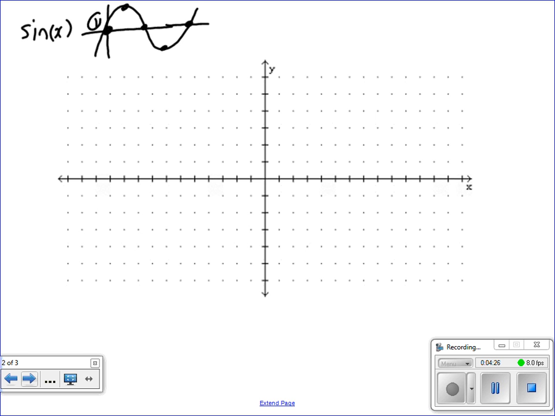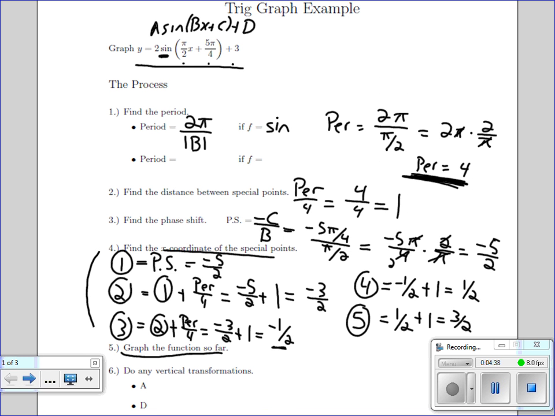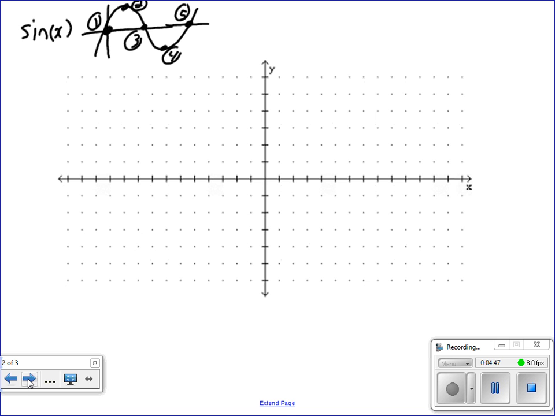And this is our first point, our second point, our third point, our fourth point, and our fifth special point. So now we look at our x-coordinates of points 1 through 5, which are negative 5 halves, negative 3 halves, negative 1 half, 1 half, and 3 halves. So each of these tick marks will have to be a distance of 1 half. You could zoom in more if you wanted and make each tick mark 1/4, so you'd have a slightly bigger graph. But for now, let's just make each distance 1 half.